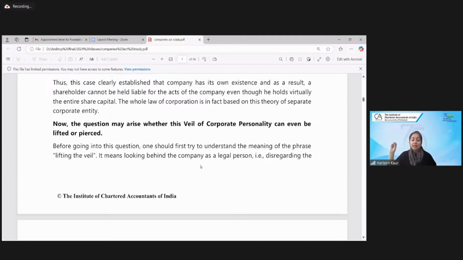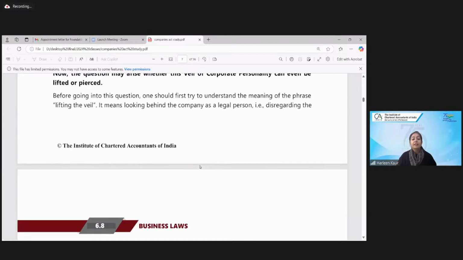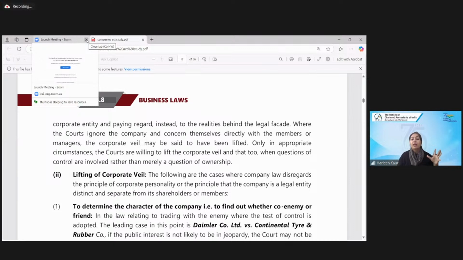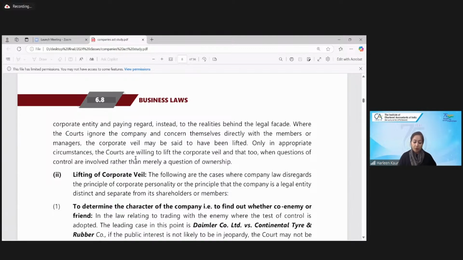So in certain cases people started taking advantage of this corporate veil theory. They said, okay, even if we do any kind of fraud, it will be the company which will be held liable and we will be protected by that. We will be covered under the shield of the corporate veil theory. So people started taking advantage and doing fraud because the company is separate from its shareholders.